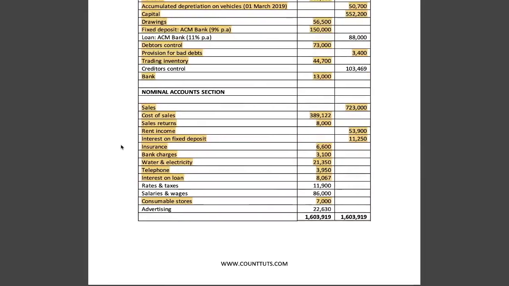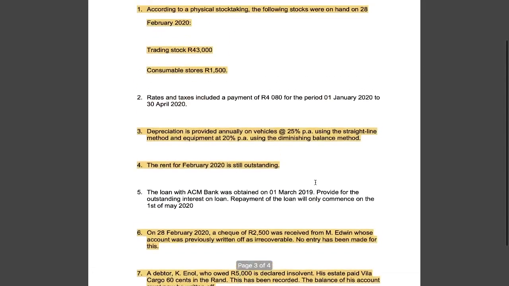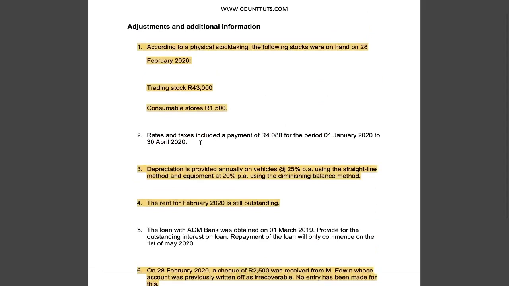So we move on to rates and taxes, and it's 11,900 rand. So we'll go back to our additional information, and you can see number 2 says rates and taxes include a payment of 4,080 rand for the period of 1 January 2020 to 30 April 2020.